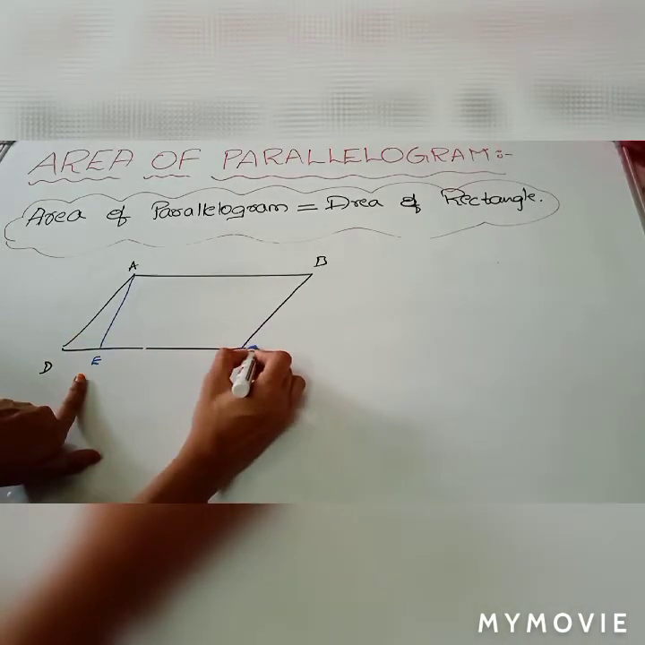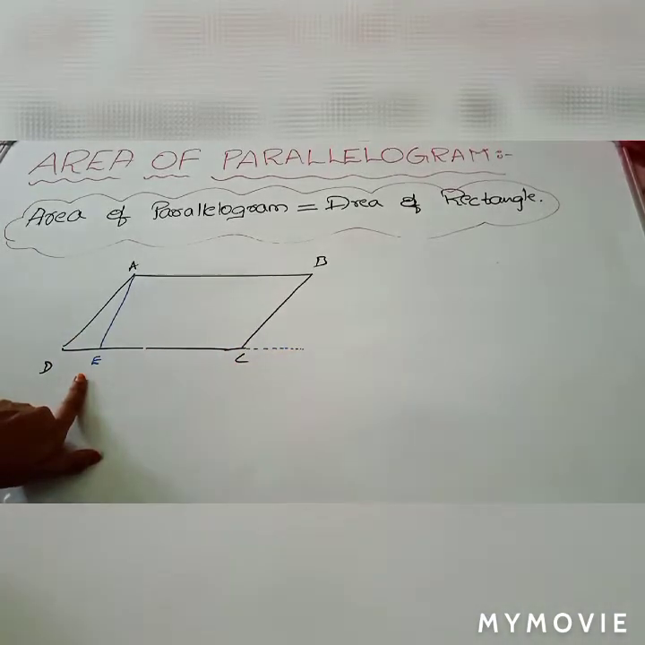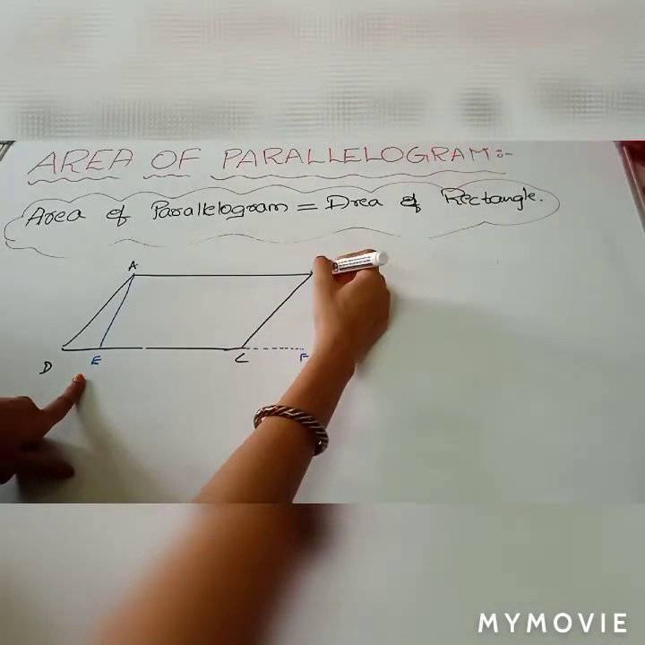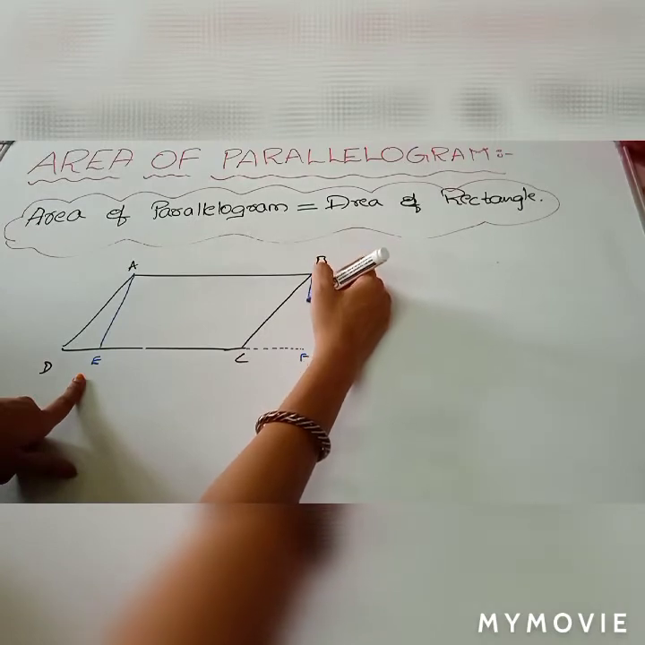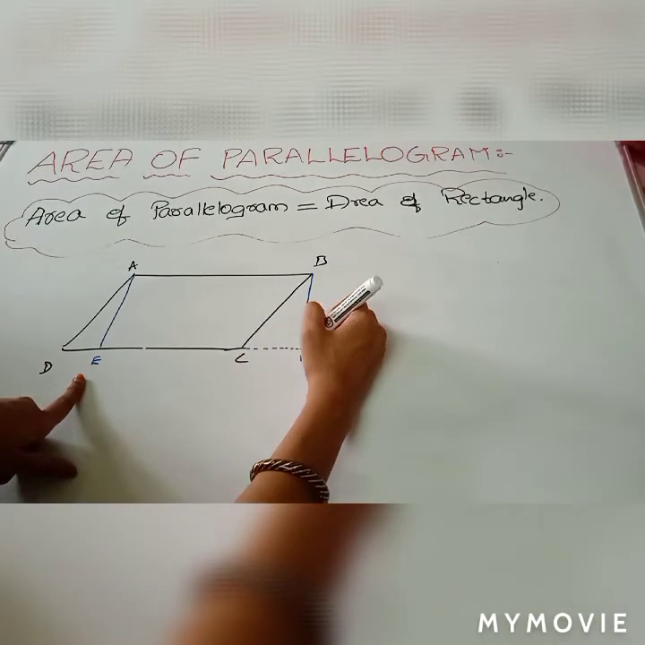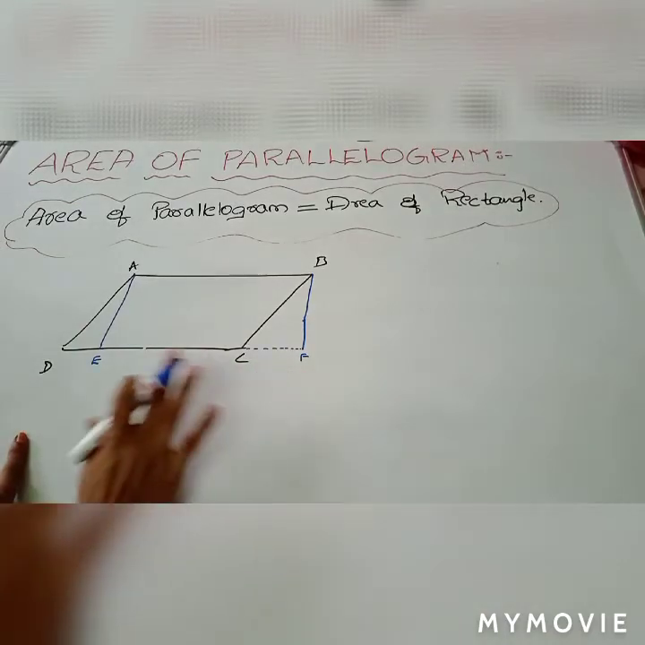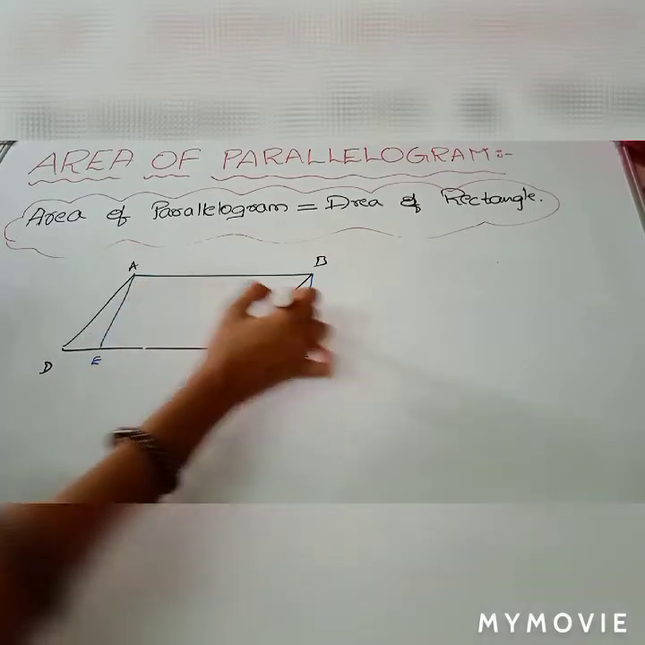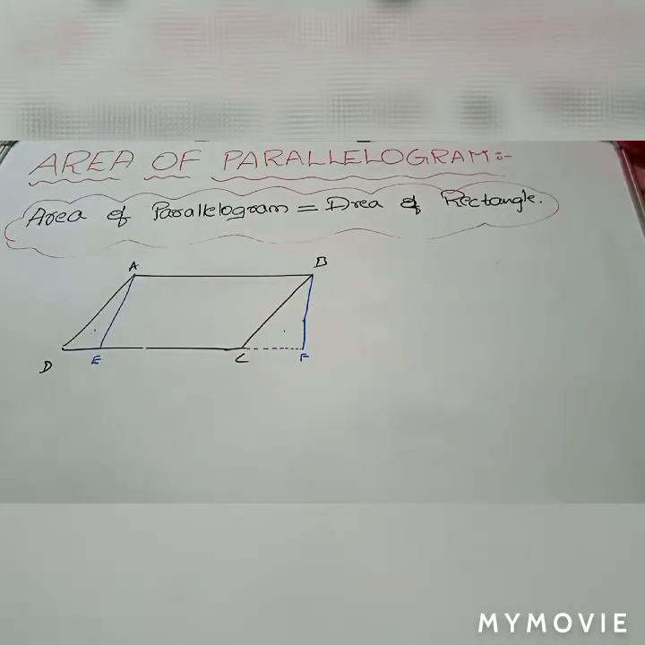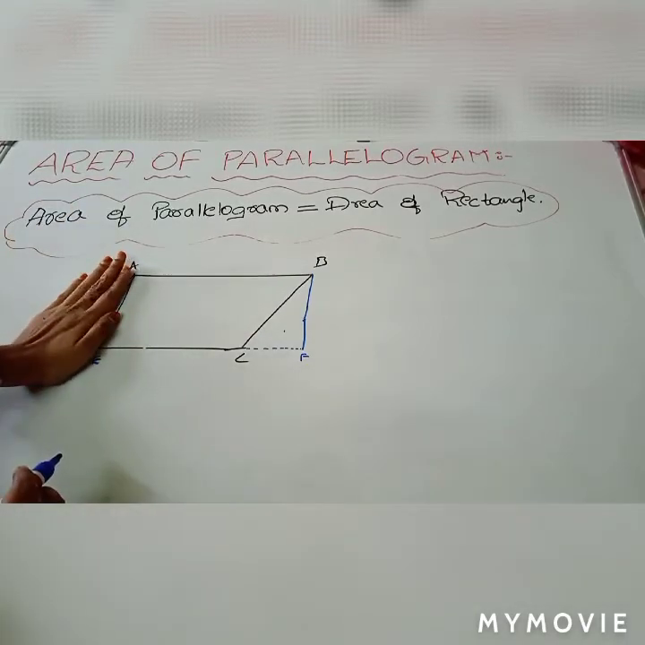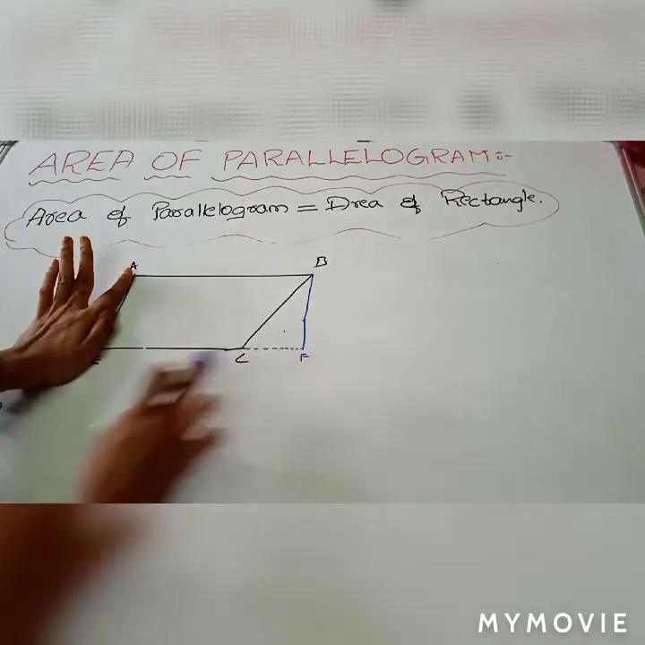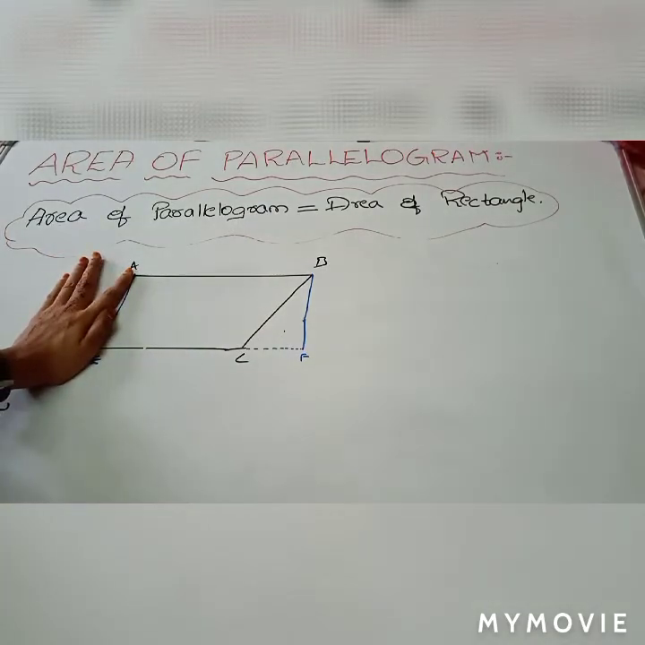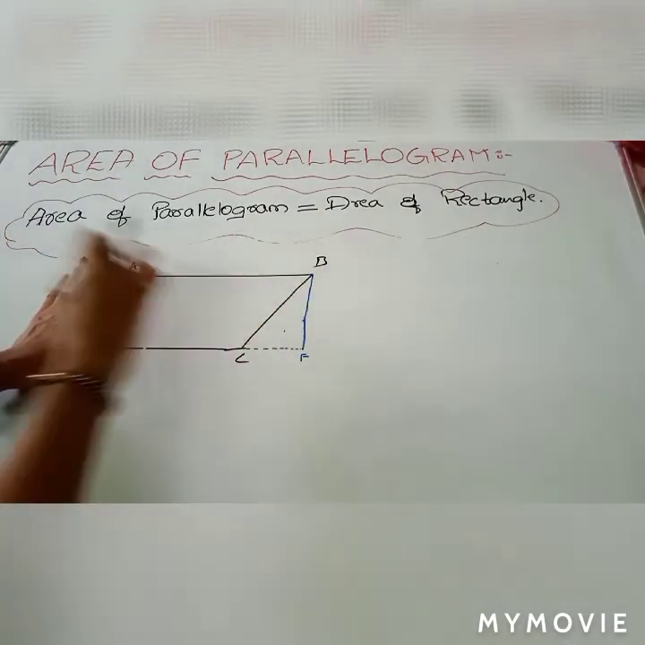From point C we extend a line and name it F. And from B also we draw a vertical line that is perpendicular to base DF. These two form right angle triangles. If I close this right angle triangle, then the remaining part is in the shape of a rectangle, isn't it? See here, the remaining part is in the shape of a rectangle.